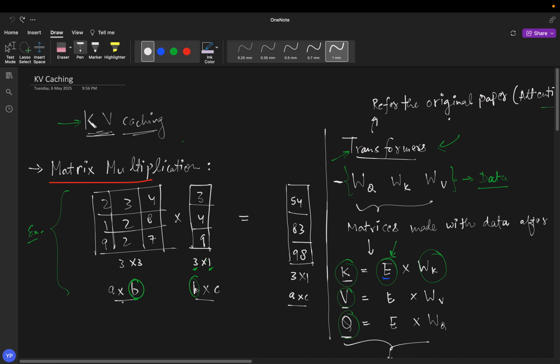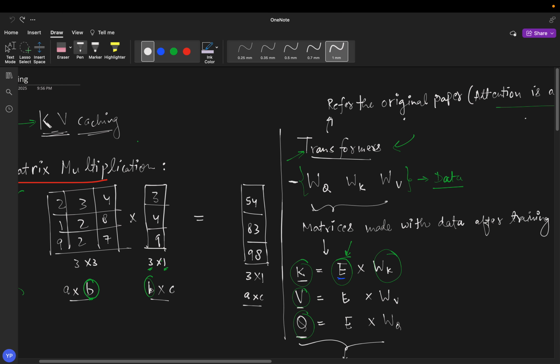So if you have an A cross B matrix, in order to multiply it with another matrix, you need to have a B cross C matrix. So the number of columns in the first matrix should be equal to the number of rows in the second matrix, and you get the resulting matrix size as A cross C. Right, these are the matrix basics.